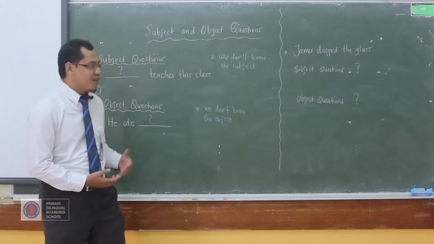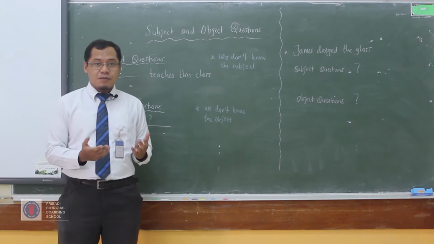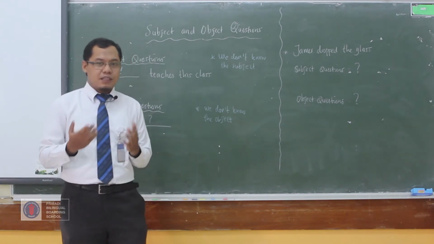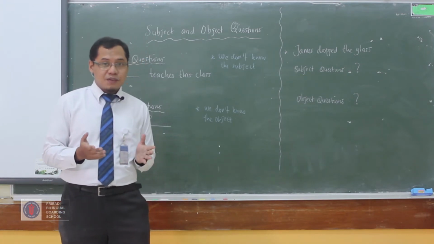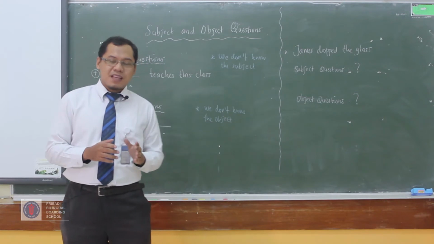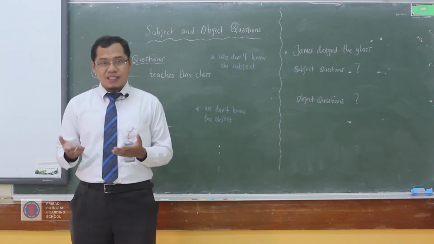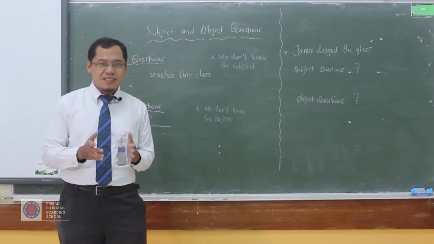Today we're going to be talking about subject and object questions. Well, before we talk more about this, I'm sure that you still remember what a subject is and what an object is in a sentence. In case you forgot about it, let me tell you then. A subject is a person or a thing that performs an action in a sentence, while an object is a person or a thing that receives an action.